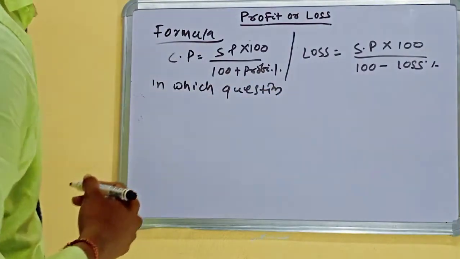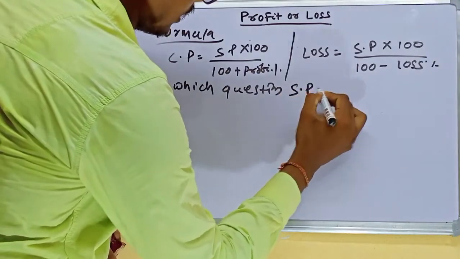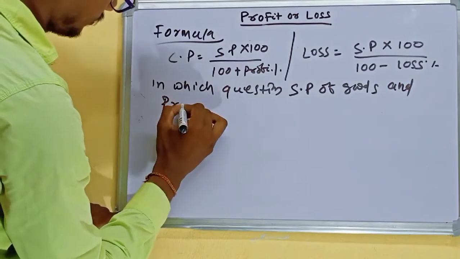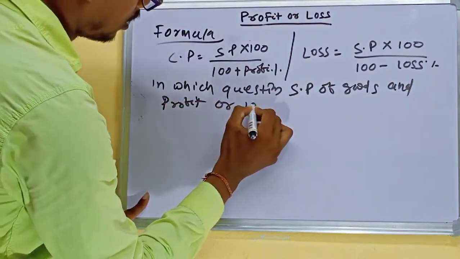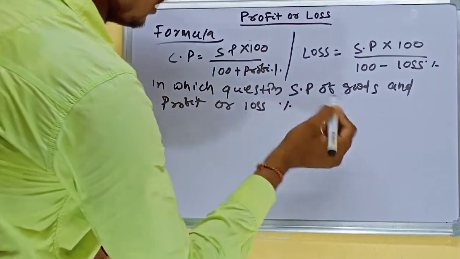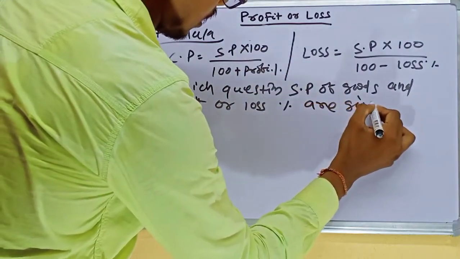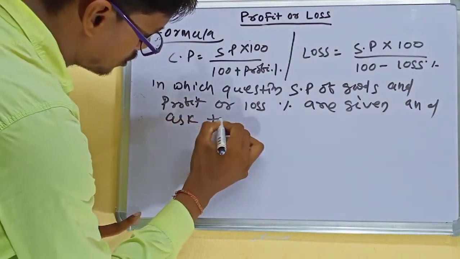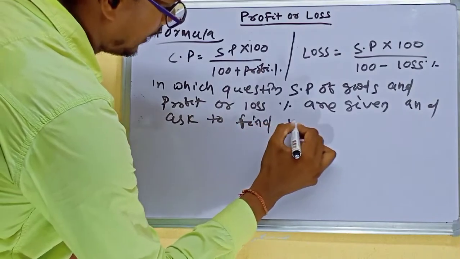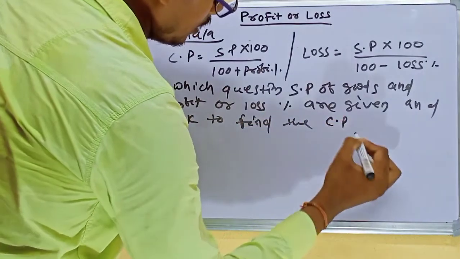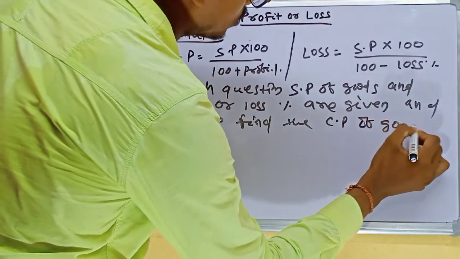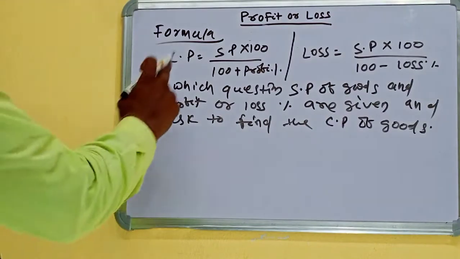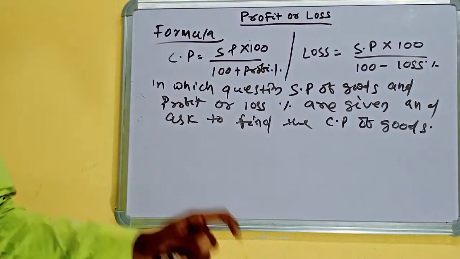In which question the SP of goods and profit or loss percentage are given and we are asked to find the CP of goods? In this case, we put this formula to find out the CP.